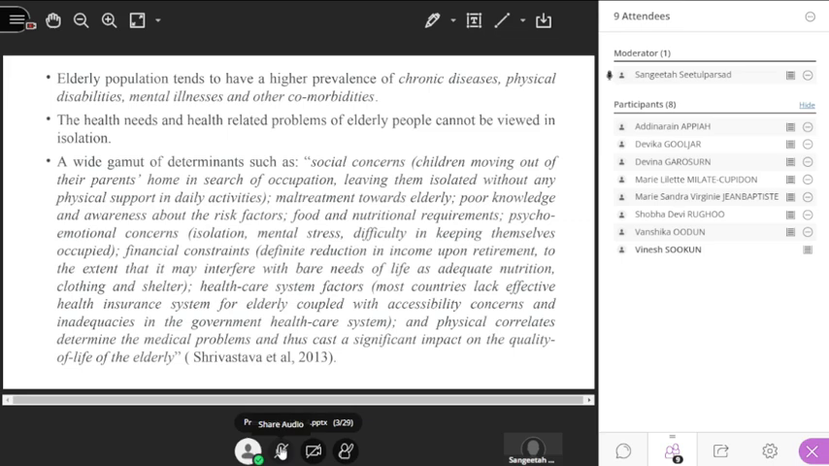Then there is maltreatment towards elderly, poor knowledge and awareness about the risk factors, food and nutritional requirements, psycho-emotional concern like isolation, mental stress, difficulty in keeping themselves occupied, right? Financial constraint, right? Because like it says here, reduction in income upon retirement to the extent that it may interfere with bare needs of life such as adequate nutrition, clothing, and shelter, right?